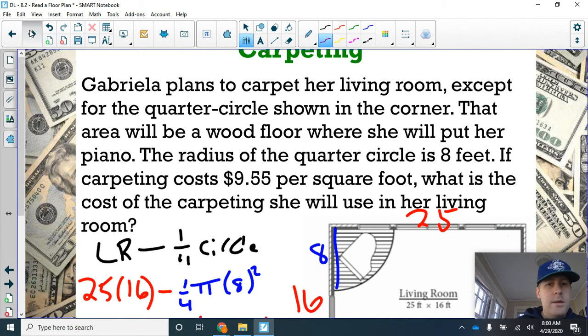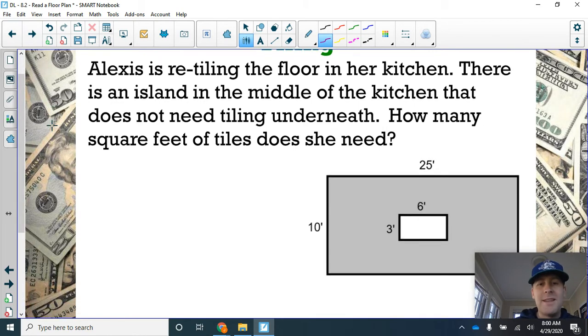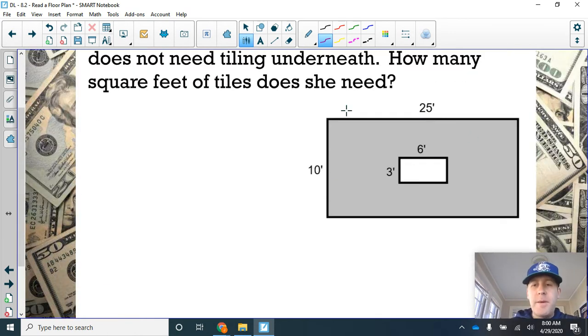All right, next example. Alexis is retiling the floor in her kitchen. There's an island in the middle of the kitchen that does not need tiling underneath. How many square feet of tiles does she need? Kind of the same idea. We're going to find the area of this bigger rectangle and subtract away the area of that island because we don't need to tile that. So it's going to be the bigger rectangle minus the smaller rectangle.